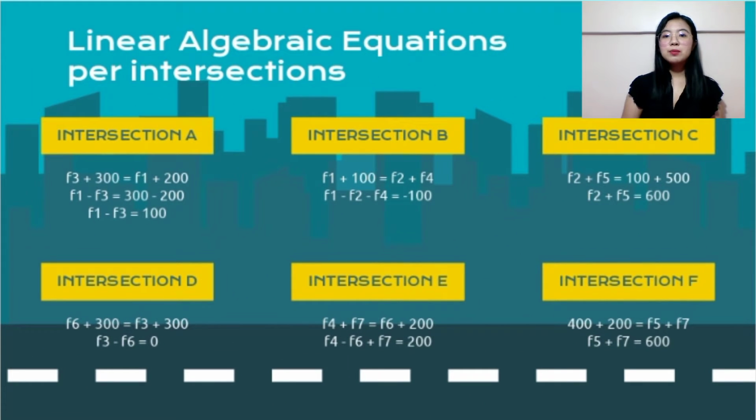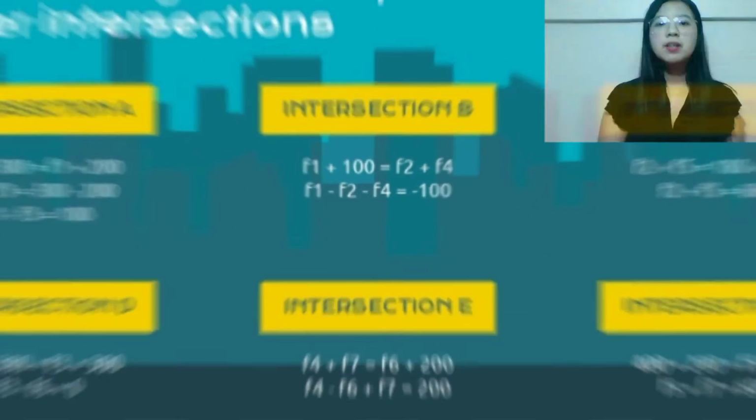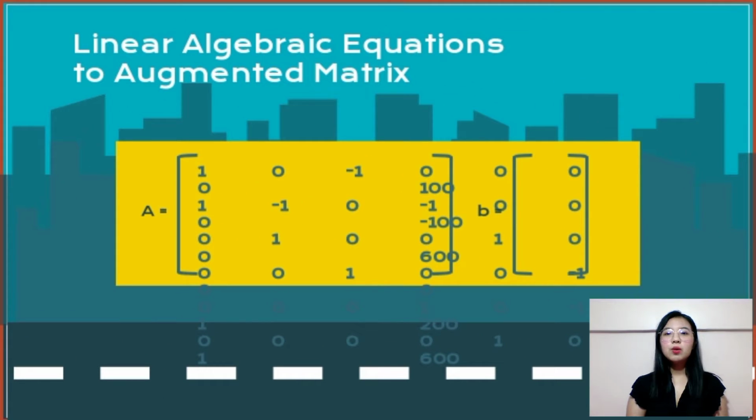These are the linear algebraic equations for our 6 intersections. In finding the equations for intersections, same as what I discussed earlier, the values going in are equal to those going out. Using the algebraic equations, we can form our augmented matrix, and this is our augmented matrix for problem 2.